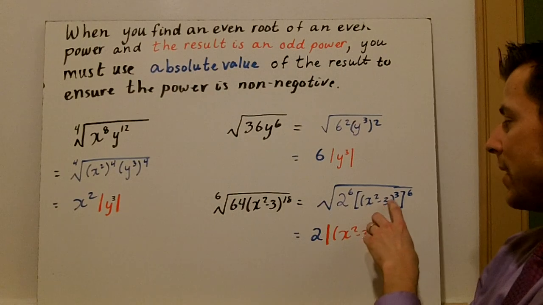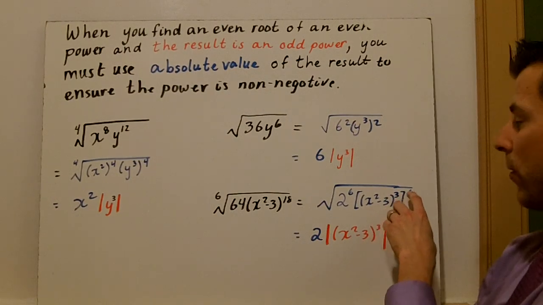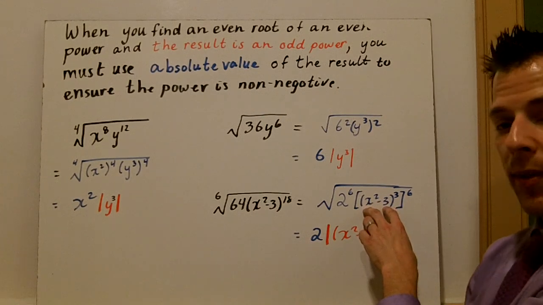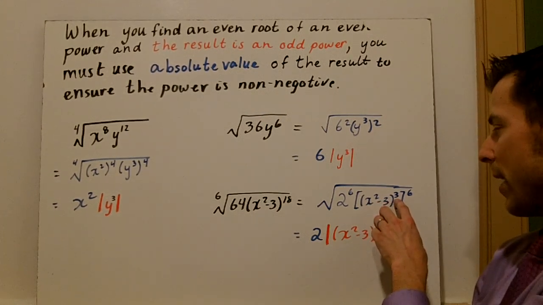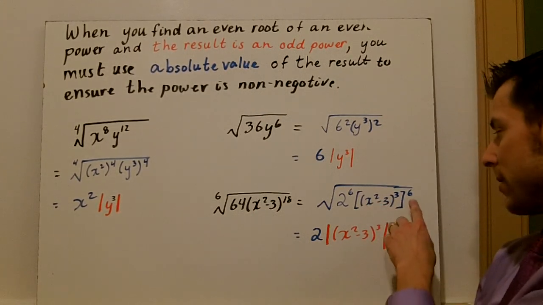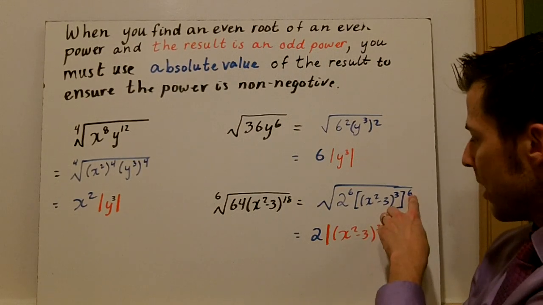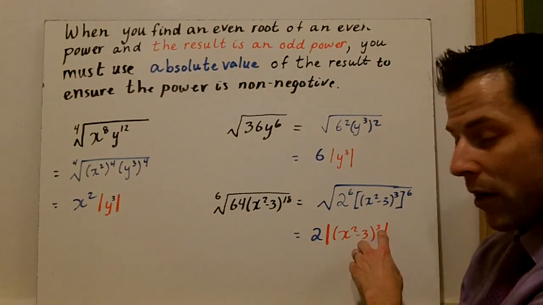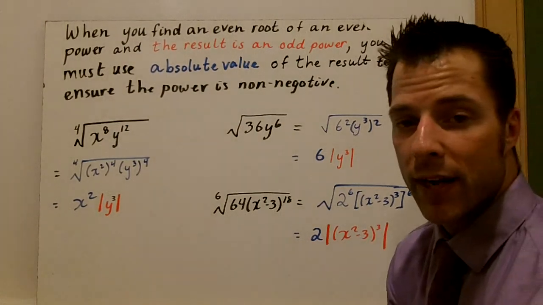And we can rewrite 18 as raised to the 3rd power, and that's 3 times 6, right? So you can take x squared minus 3, that base, raised to the 3rd power, and that whole thing raised to the 6th power. And look what comes out. You have an even number to an even root, and we have an odd power coming out, so you've got to put that in absolute value.